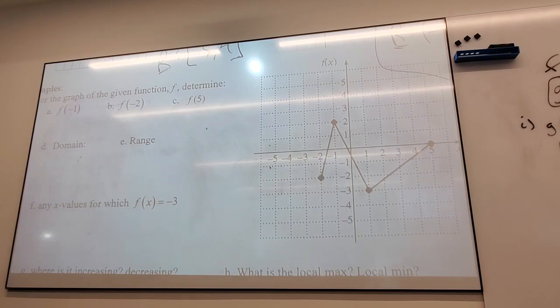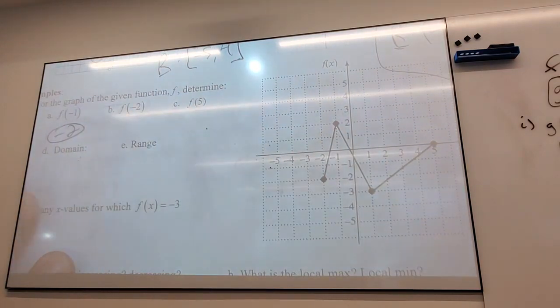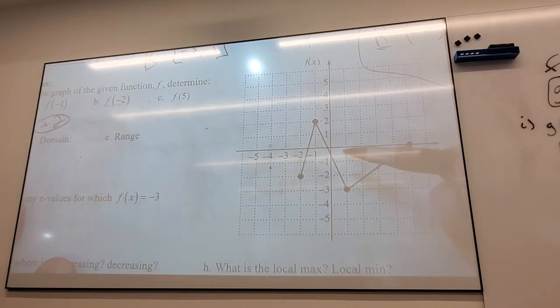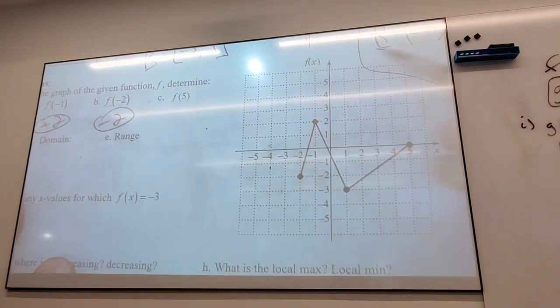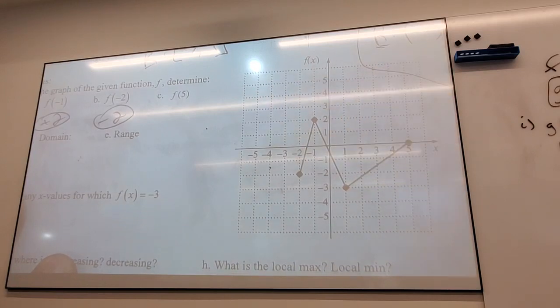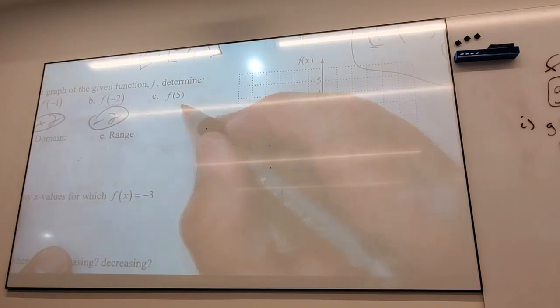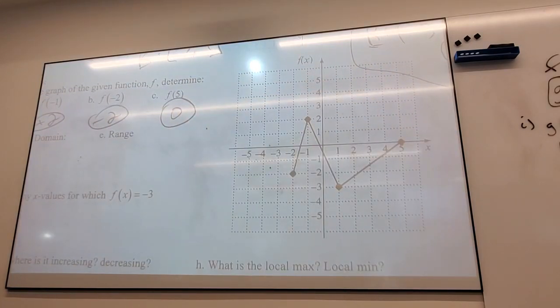So what's part B here? What's f of negative 2? Negative 2. And what's f of 5? 0. Good, 0. Because they put the point at 5, 0. That's nice. No work to do because somebody else already did all the work.